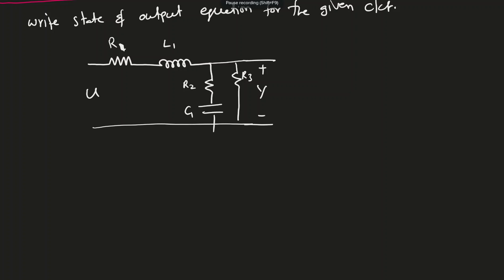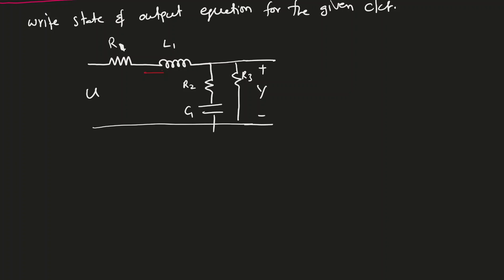Here is another example. We're going to write a state equation and output equation for the given circuit. So here I see two energy storage elements. So we always choose according to my previous video. Please watch the video if you haven't. According to that, the number of state variables is equal to the number of energy storage elements.